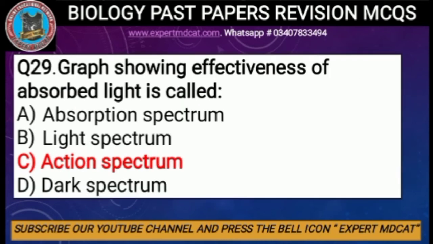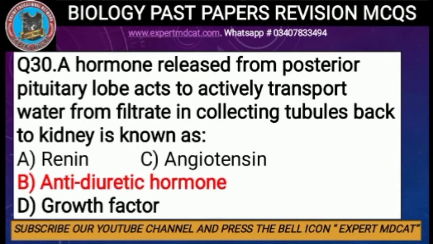Question number 29 is, the graph showing effectiveness of absorbed light is called. It is called the action spectrum. So the correct option is C. It is a graph of the rate of biological effectiveness plotted against wavelength of light. It's called the action spectrum, and yes, option C is correct.